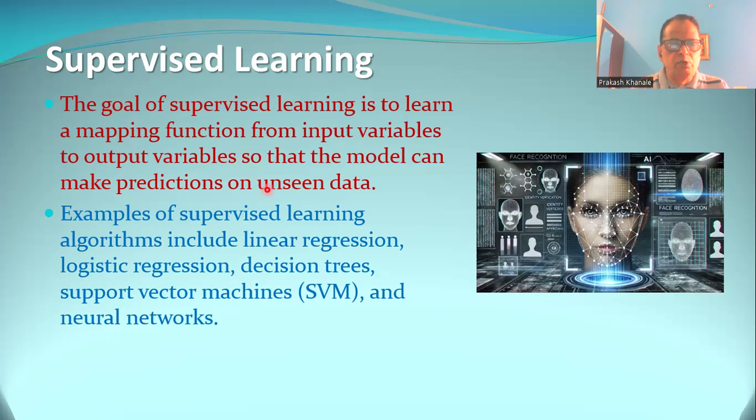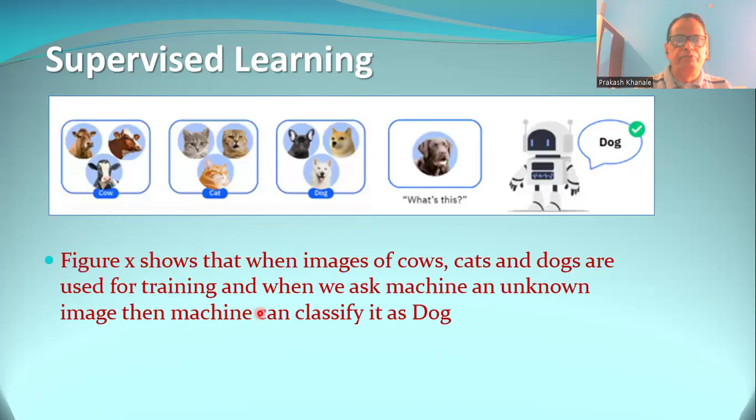As examples of supervised learning algorithms, there are various algorithms available, and they are linear regression and logistic regression. So regression techniques can be called supervised learning algorithms. There are decision trees, there are support vector machines, and of course, there are neural networks. All of them can be used as algorithms for supervised learning.